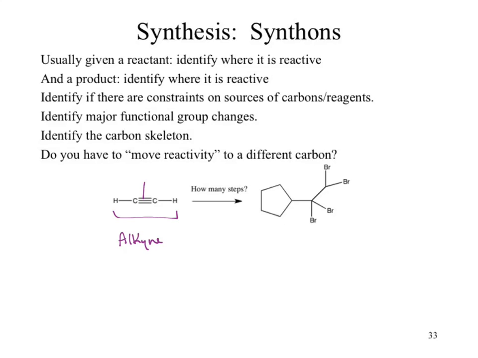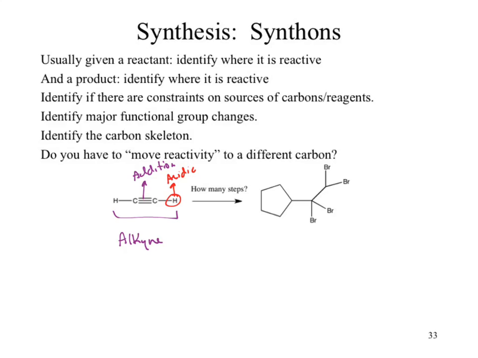They act as an electron source through the pi bond, so we can run an addition reaction. What else do they do? They have an acidic hydrogen. What's special about an acidic hydrogen? I can make the carbon a strong nucleophile by removing that hydrogen.